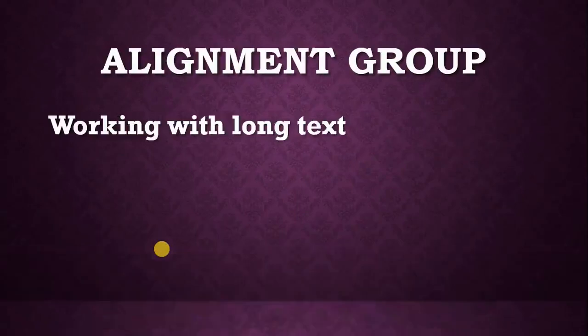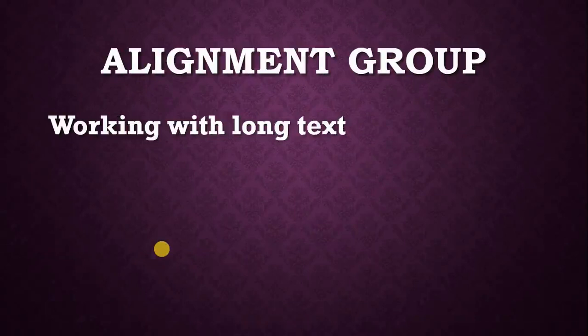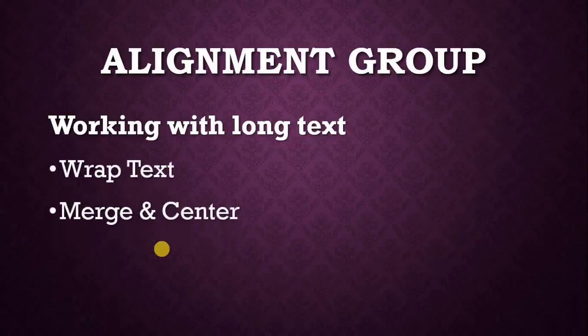Next, working with long text. When your text cannot fit in a cell, it will fill the adjacent cell also. You can let the data fill to the adjacent cell, but when you enter the data in the adjacent cell, the previous cell's data will be hidden. So, there are two options to control the display of the text. They are wrap text and merge and center.